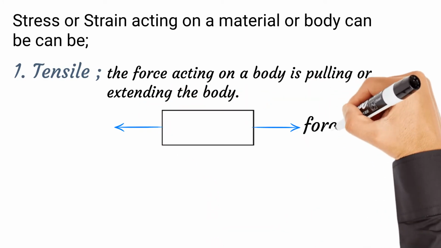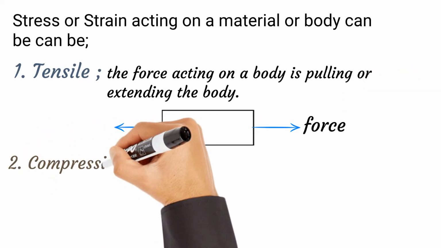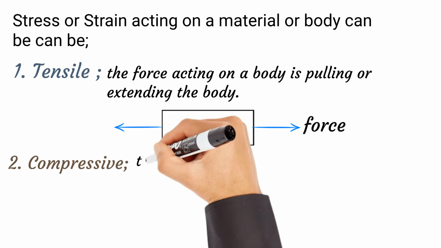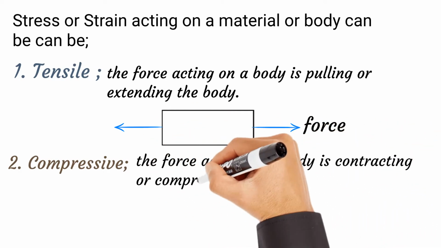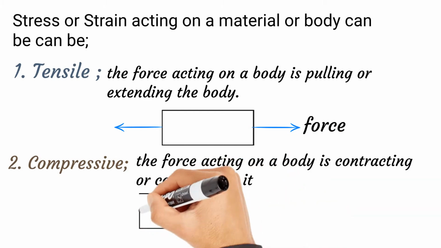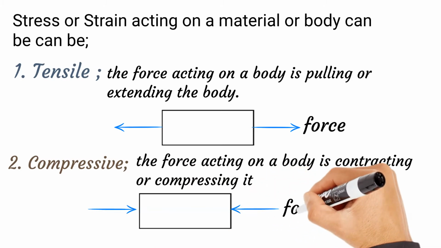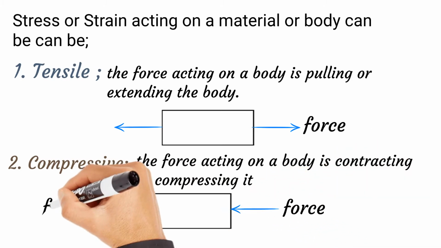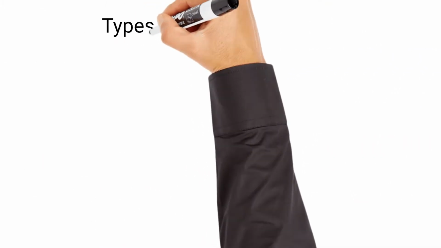That's tensile. Now, we have number 2, compressive stress or strain. This is when the force is pushing the body inwards, trying to contract the body. As shown below, the forces are pushing the body, so we have compressive and tensile strain and stress.